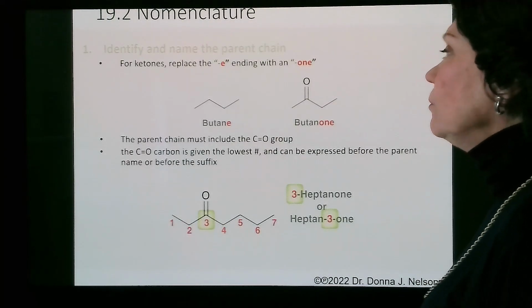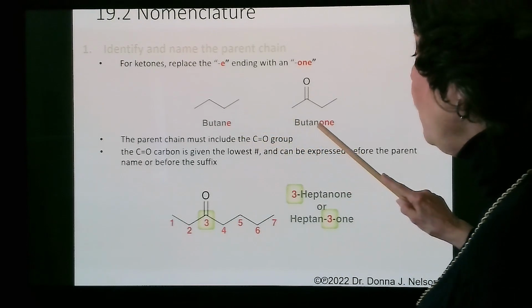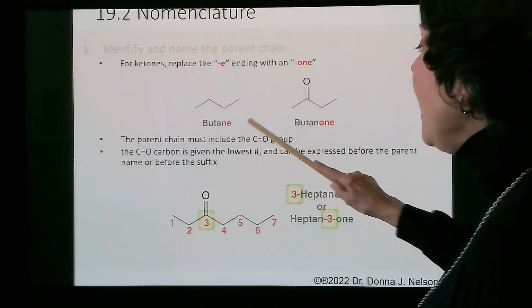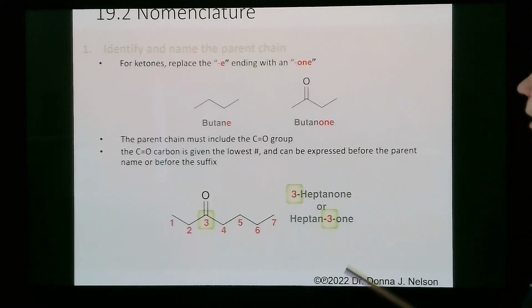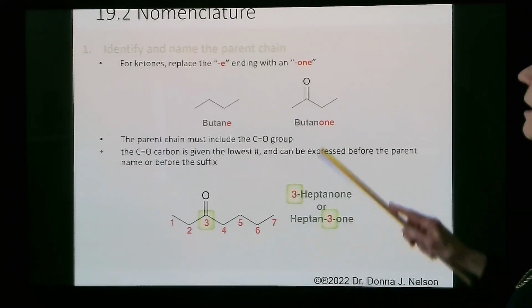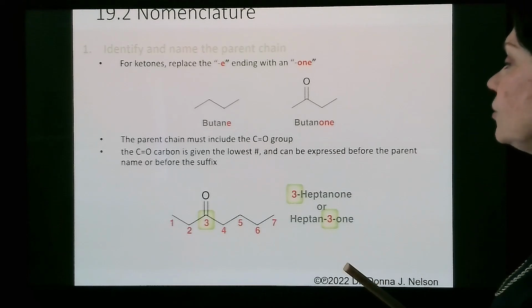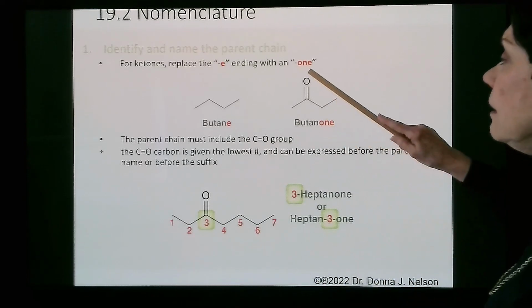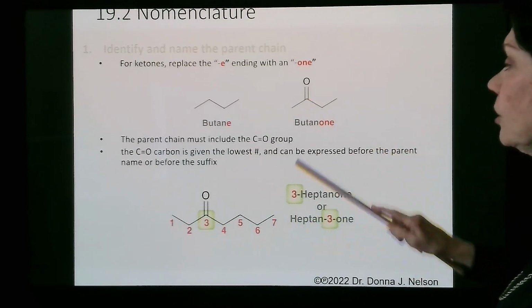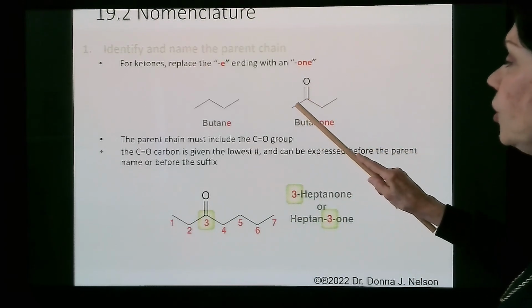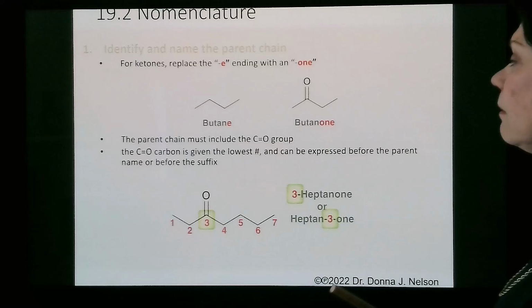For ketones, you replace the E with O-N-E. So butane becomes butanone. Here it's not necessary to put the 2, because in butanone the carbon-oxygen double bond must be at the 2 position. It can't be at the 1 position because that would be butanol.